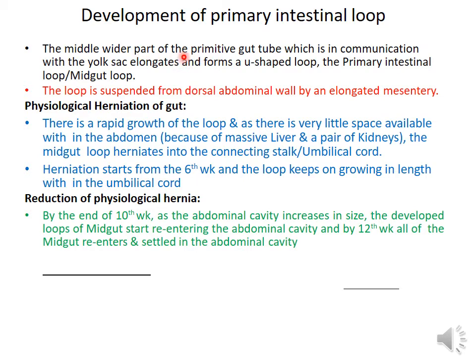The middle wider part of the primitive gut tube is in communication with the yolk sac. It elongates and forms the U-shaped loop, which represents the midgut. This loop is suspended from the dorsal abdominal wall by the elongated mesentery.